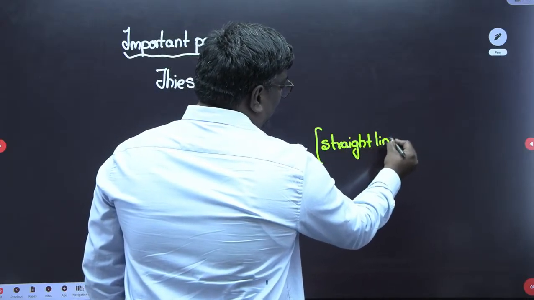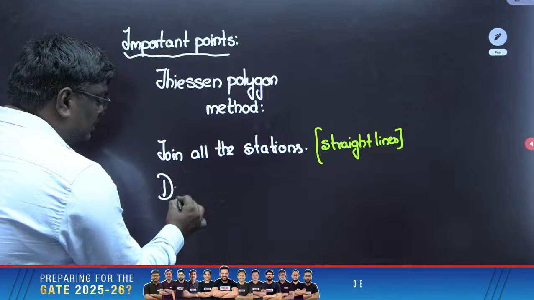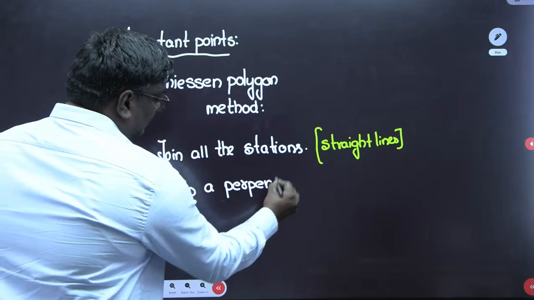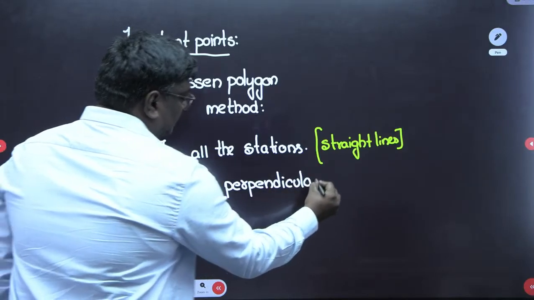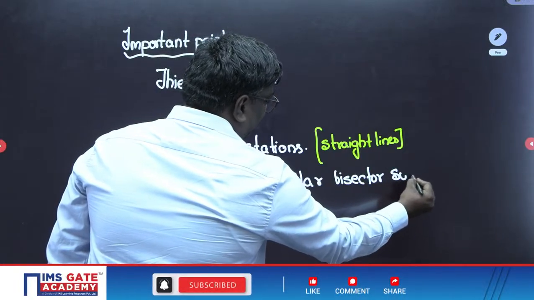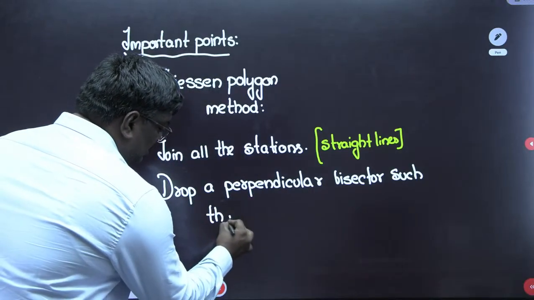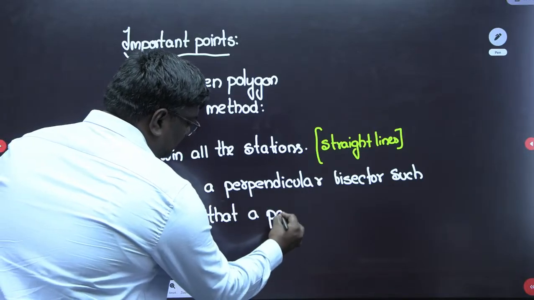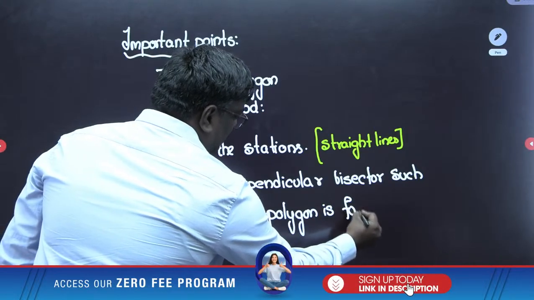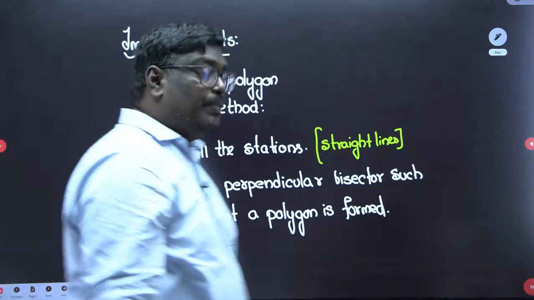Now, what you have to do after that, sir? Can anyone respond in the chat box? After that, what you have to do is drop a perpendicular bisector such that a polygon is formed. Drop a perpendicular bisector such that a polygon is formed. I hope you are clear, students.